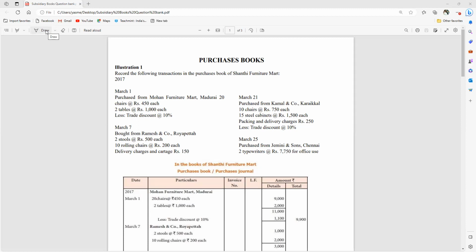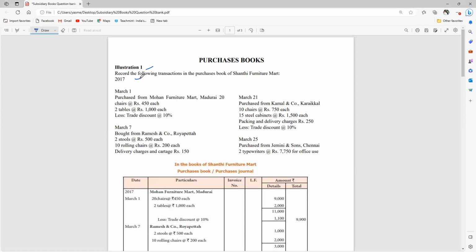Dear students, in this video, I am solving the problems on purchases books, which are already done in the classroom. This is just for your reference during your revision. So now let's begin with illustration 1 here. Record the following transaction in the purchase book of Shanti Furniture Mart.